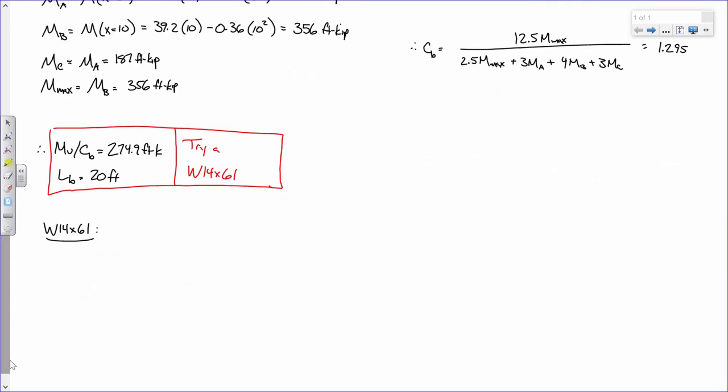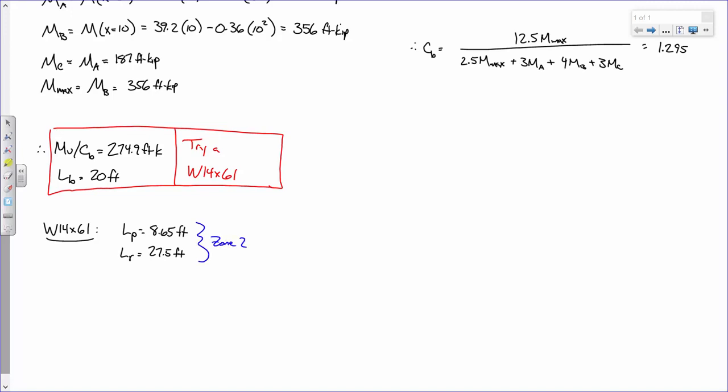So, everybody turn to table 3.2. Find the W14 by 61. So I'm going to ask you some values. First off, I need to know what LP and LR are for a W14 by 61. LP is 8.65. LR is 27.5. What does that mean? We're in zone 2.